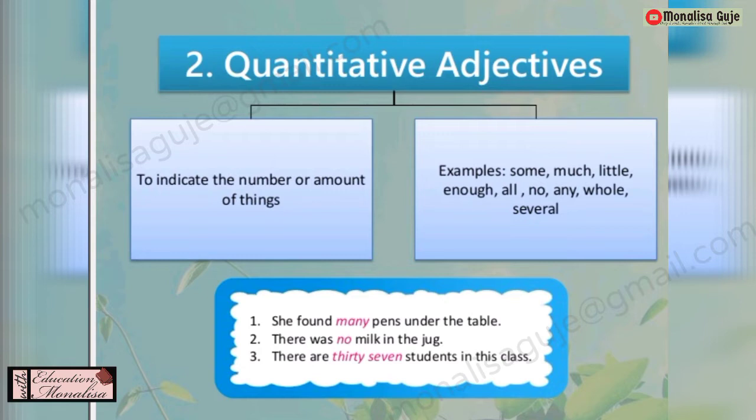There was no milk in the jug. So that is again the quantity. There are 37 students in my class. So the number tells you the quantitative adjective. So qualitative and quantitative you understand by the words itself. Now for this also you have to copy the definition and there are three examples given. Copy those three. Now let's move to the third one which we are going to see today.